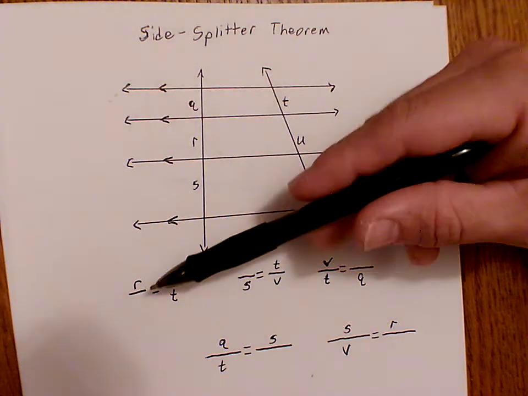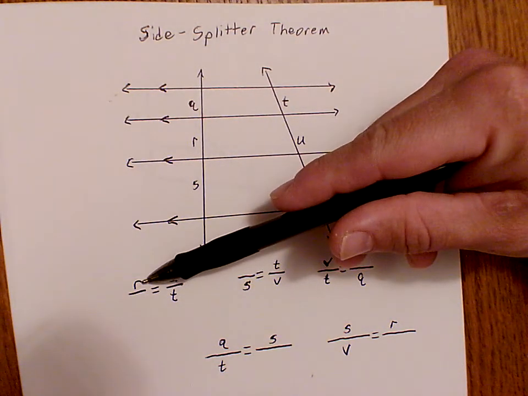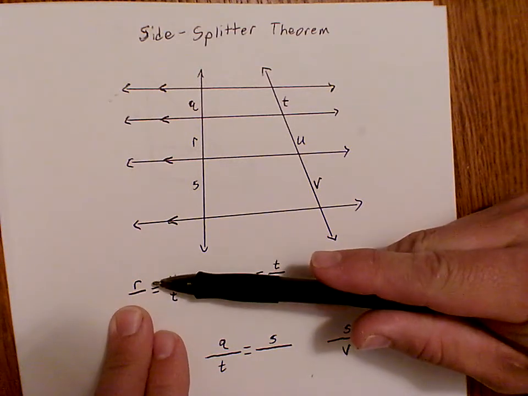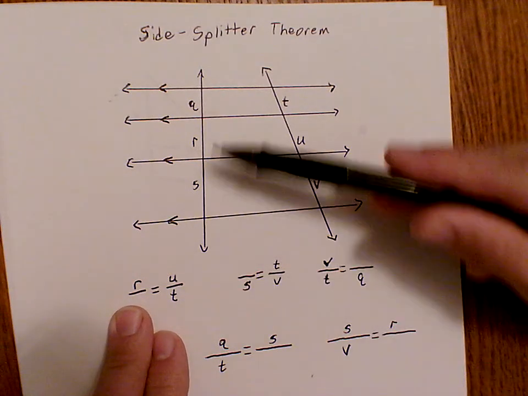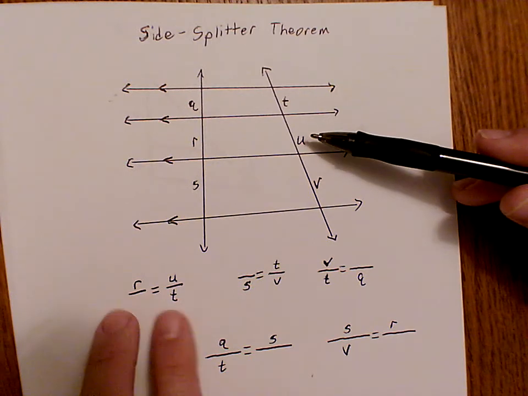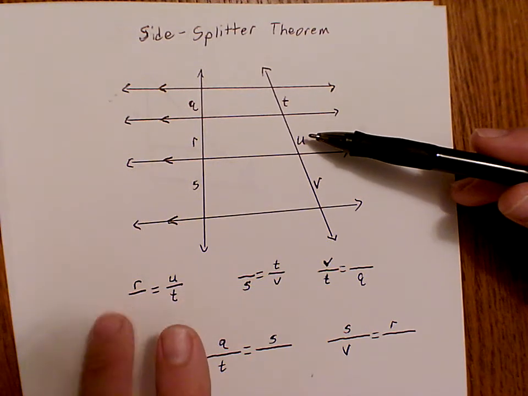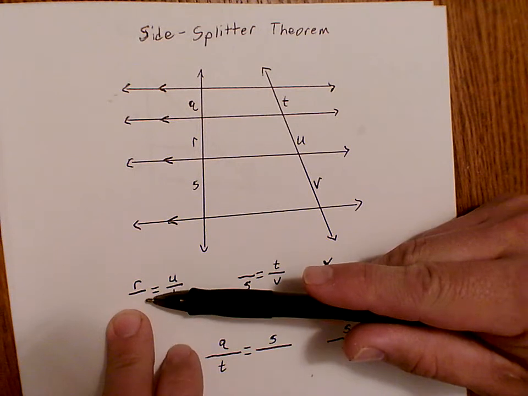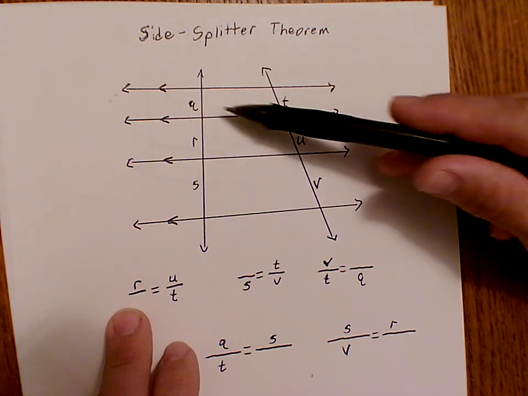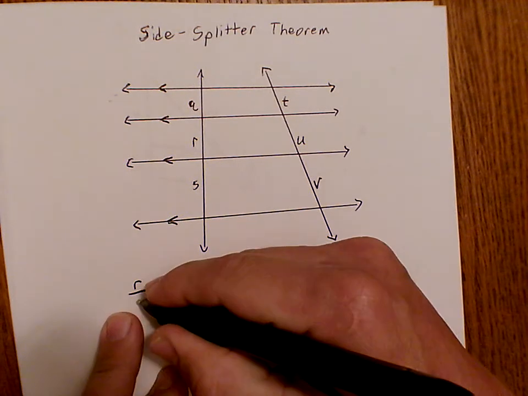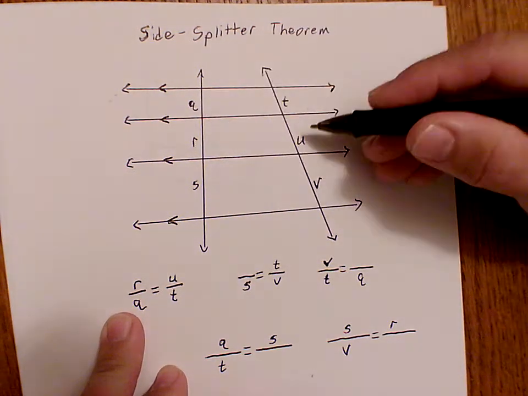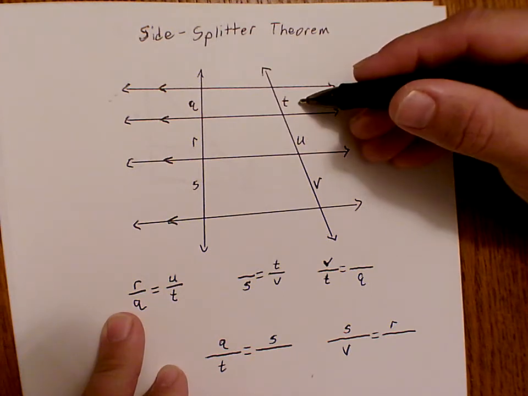What's going to happen here is if I take a look at what R corresponds with, I'm being shown by this proportion that R will correspond to U, which I can see are the middle level. So then what value on the bottom left would correspond to T? When I look up at the diagram, T would be corresponding to Q. So the ratio R over Q would equal U over T.